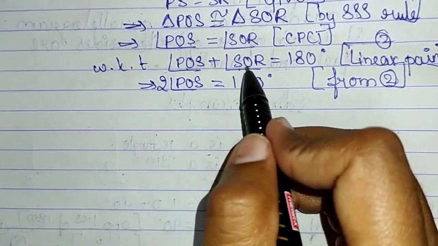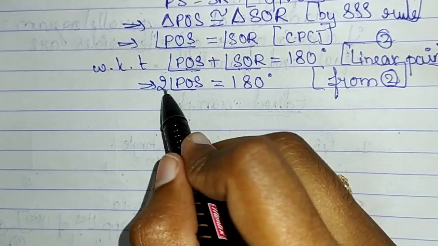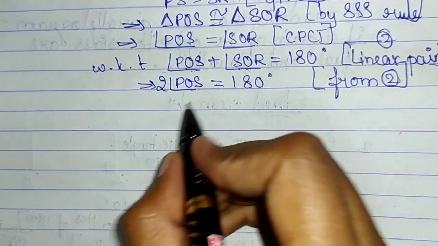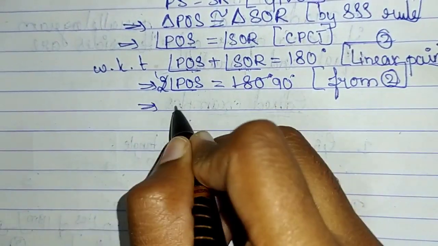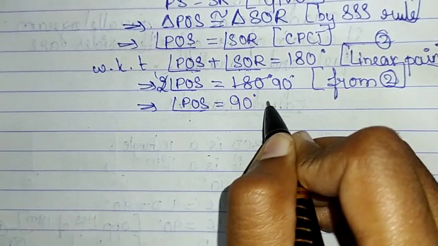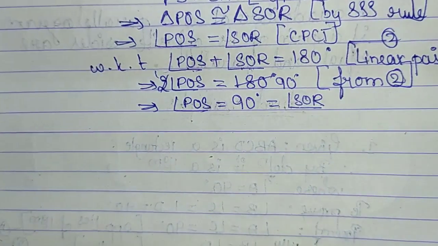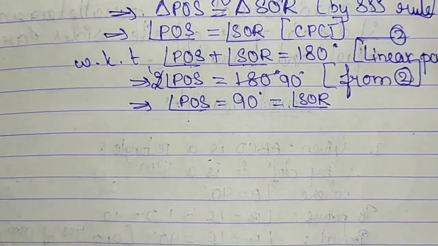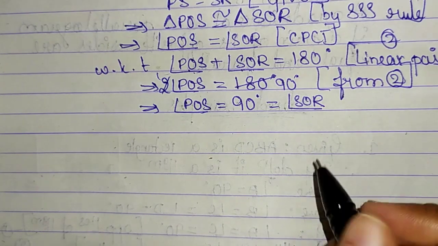So from equation 2, POS is equal to SOR. So I am replacing SOR by POS. POS plus POS will get 2 angle POS. So this implies angle POS is equal to 90 degrees, which is equal to angle SOR. So angle POS and angle SOR are the angles made at the point of intersection of the diagonals, and which is equal to 90 degrees.